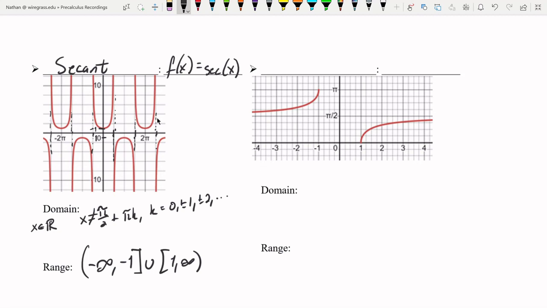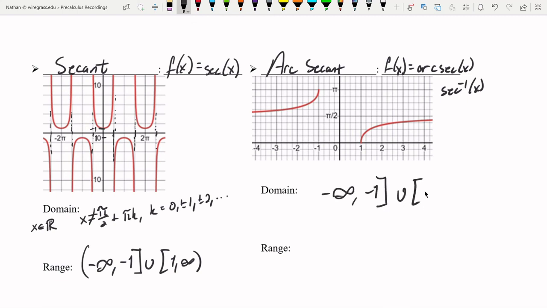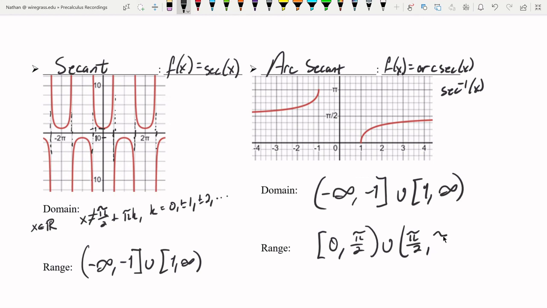And the inverse portion of this is going to be arcsecant. So f of x equals arcsecant, or secant inverse of x. And that has a domain of everything up to -1, including it, union with 1 to infinity, off to the left and off to the right. And the range, of course, you can see, goes from 0 up, and it gets infinitely close to pi/2, but never crosses it. And it jumps over here and goes up to pi. So pi/2 is not in the range, but everything up to pi is.